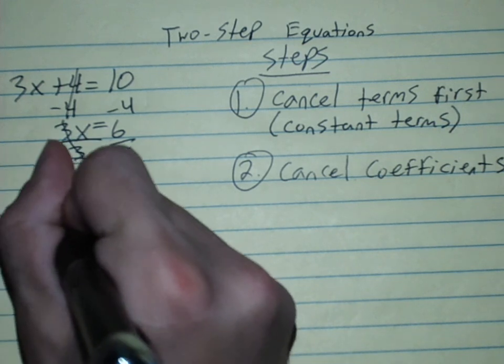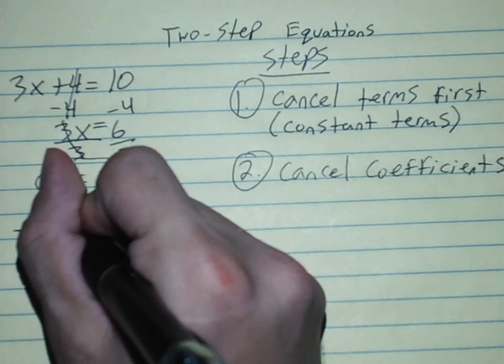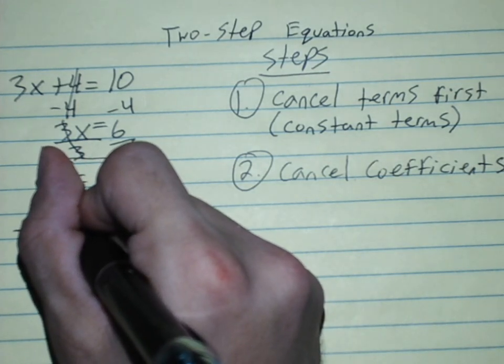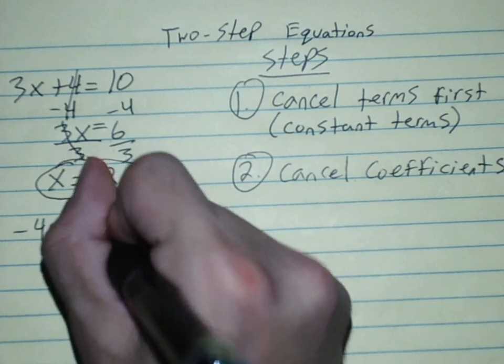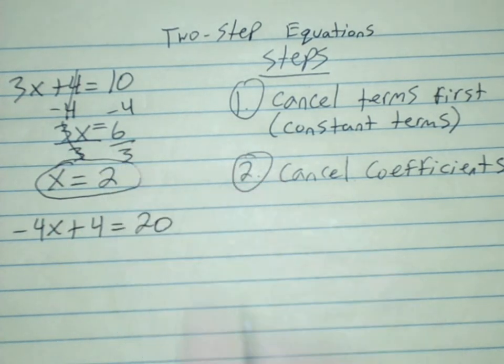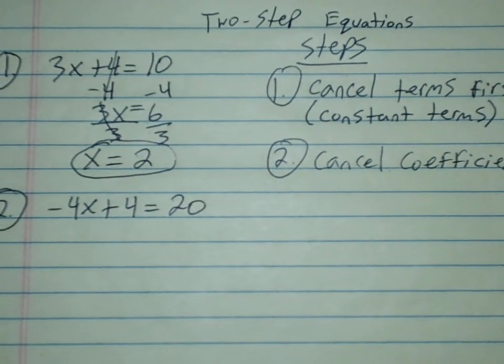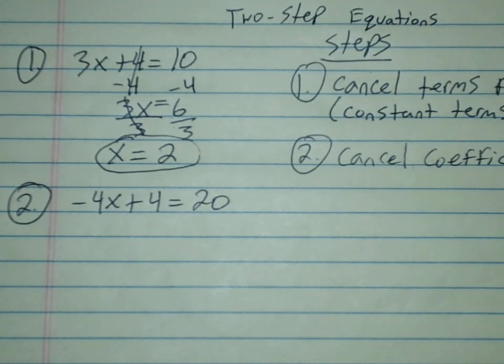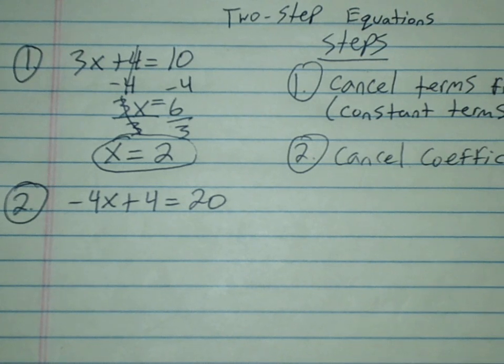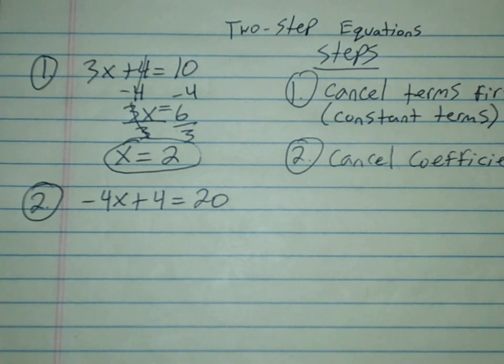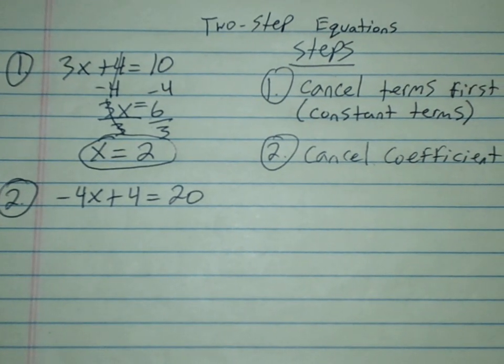Negative 4x plus 4 equals 20. Alright? Negative 4x plus 4 equals 20. So, first step, what would be my first step? Put a subtract under the 4 and the 20.